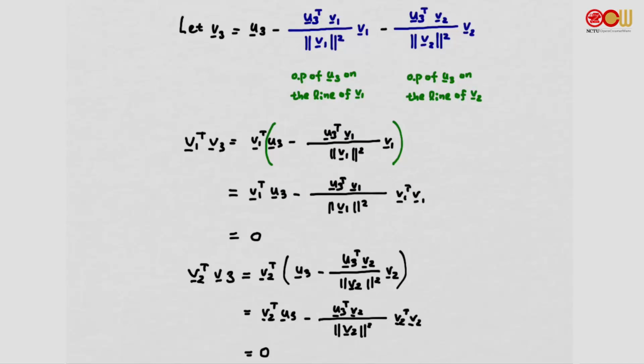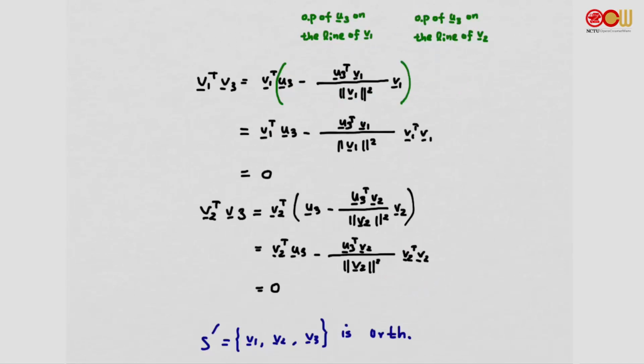Similarly, if we multiply both sides by V2 transpose, so V2 transpose V3, this time we are skipping this term because we already know V1 and V2 are orthogonal. So we are left with the first term and the last term in the parenthesis. And it's again 0. So now the V1, V2, V3 vectors that we have found are indeed orthogonal, and they are linearly independent.